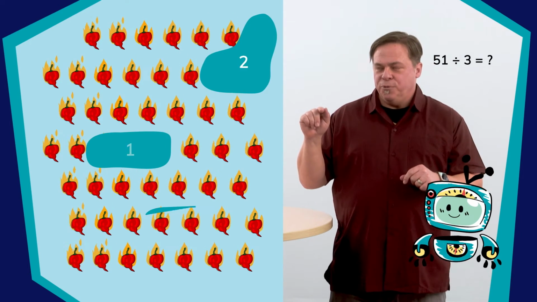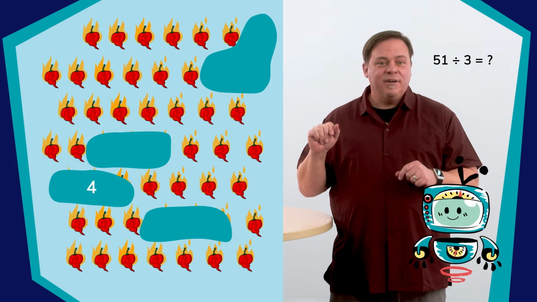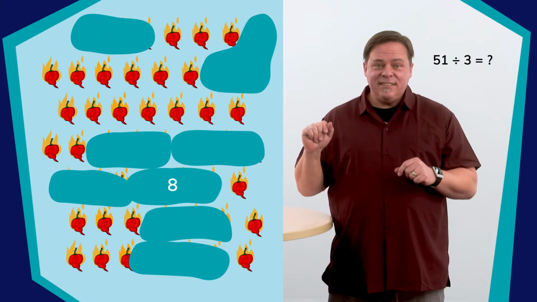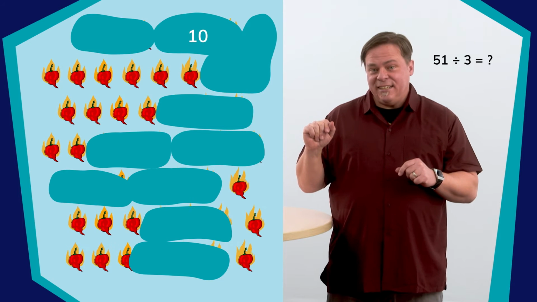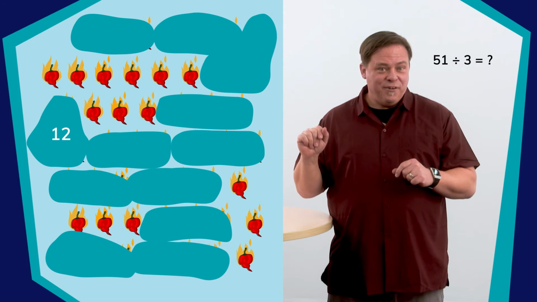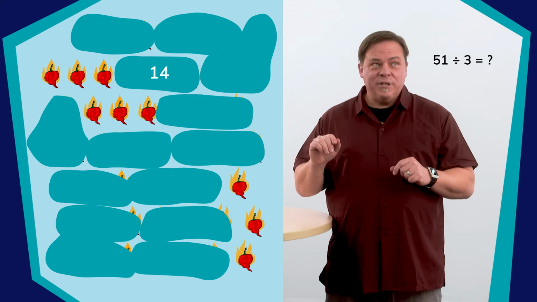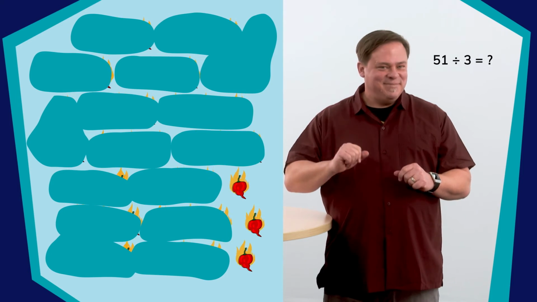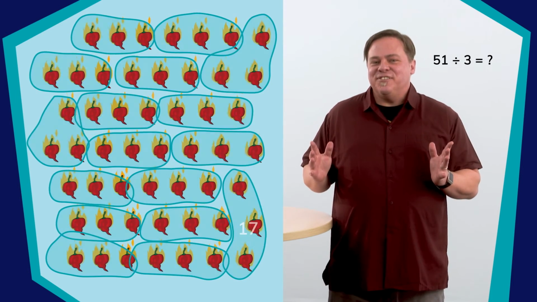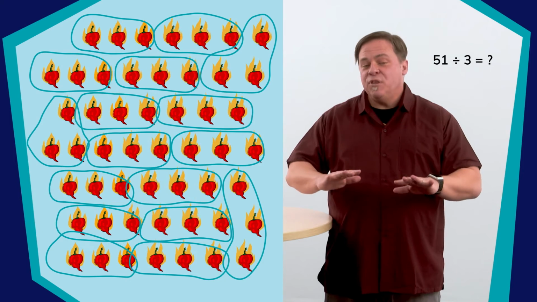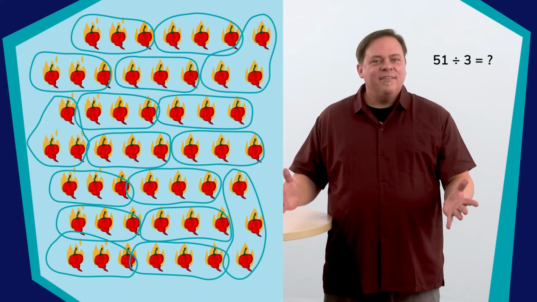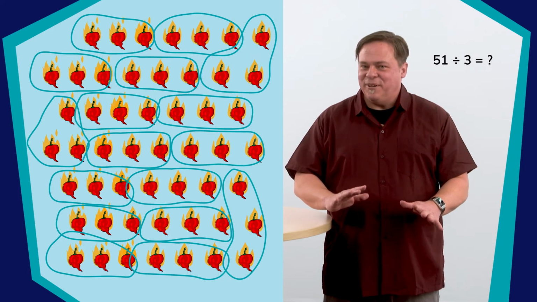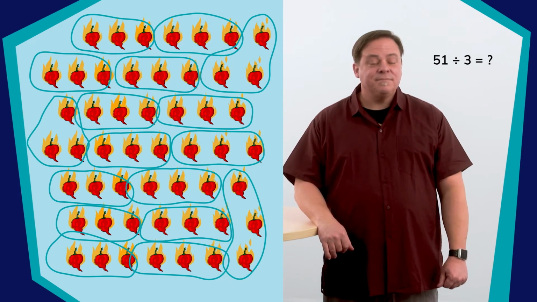1, 2, 3, 4, 5, 6, 7, 8, 9, 10, 11, 12, 13, 14, 15, 16, and here's the last group, 17. I've circled 17 groups of 3 with none left over. The answer is 17. And I've represented that with a picture showing 17 groups of 3.